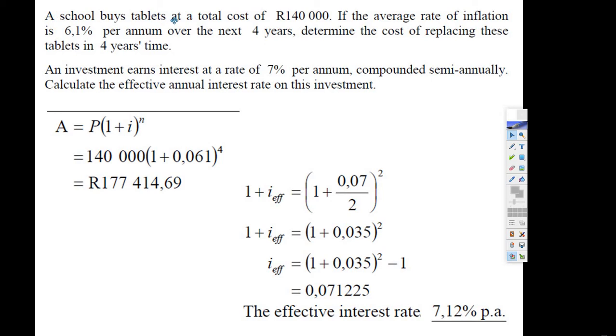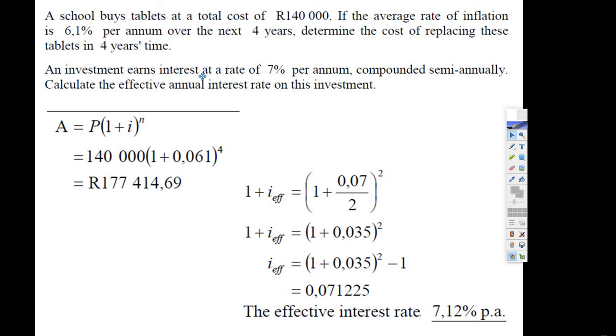Here we go. A school buys tablets at a total cost of $140,000, but the rate of inflation is 6.1% per annum over the next 4 years. How much is it going to cost to replace them in 4 years' time? The compound interest formula is the interest for inflation. P stands for the money that it's worth right now. I is the interest rate, so you go 6.1 divided by 100, 0.061, 4 years. Just put it in your calculator. It's going to cost 177,414 rand and 69 cents to replace those tablets.